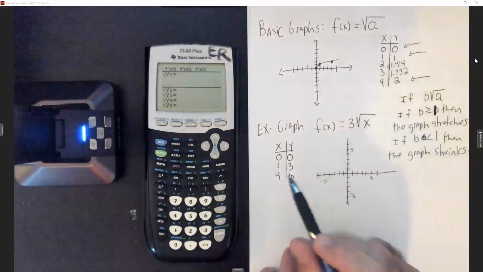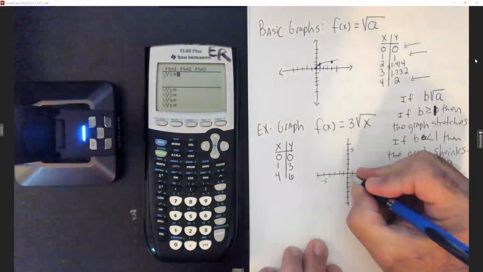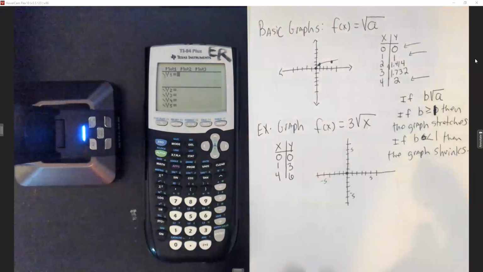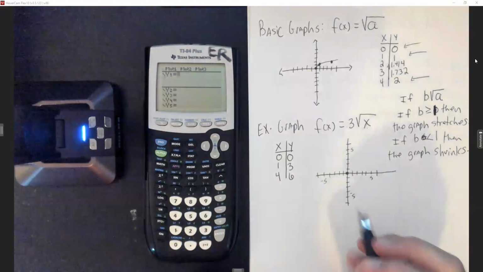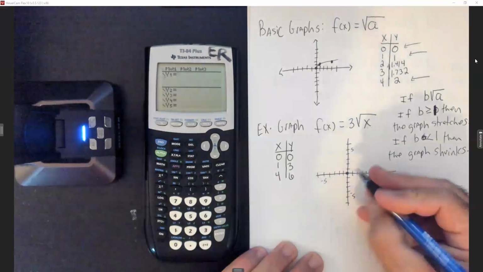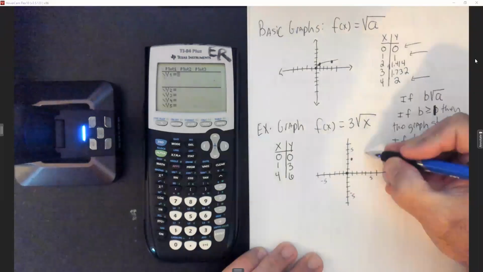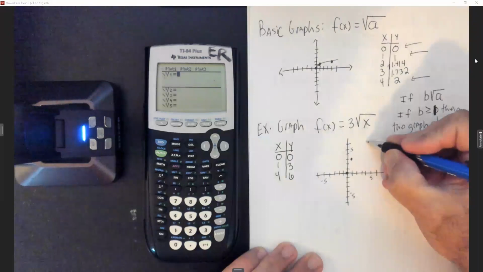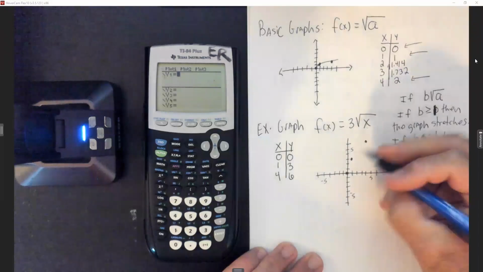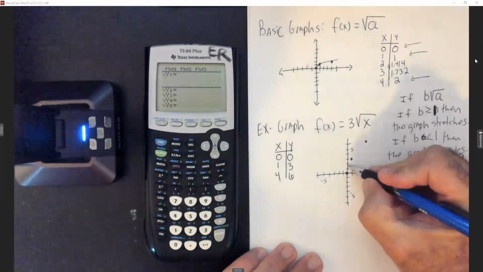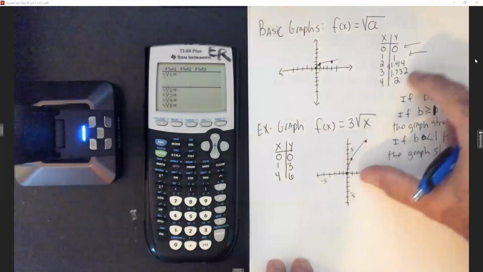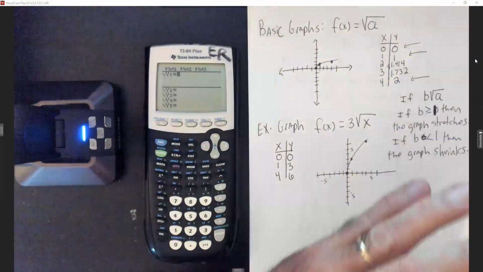We had 0, 0, which is in the same spot. So see, it's not shifting the graph up or down. It's stretching it from the same starting point. And then we got 1, 3. And then I had 4, 6. So if you notice, it sort of stretched it on up there for us.